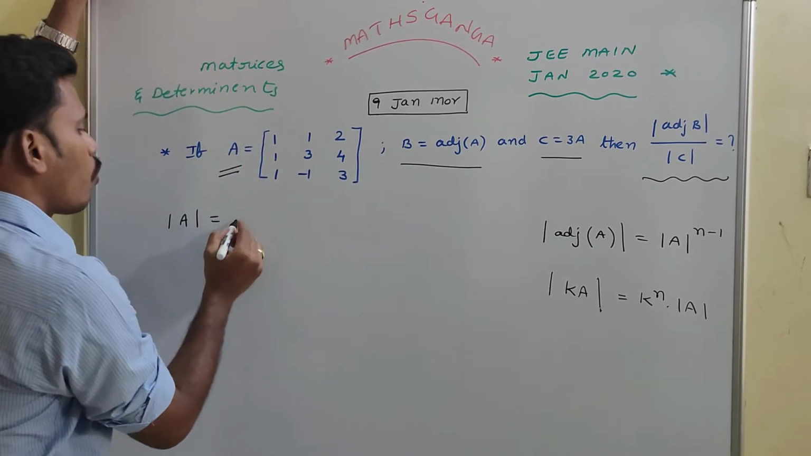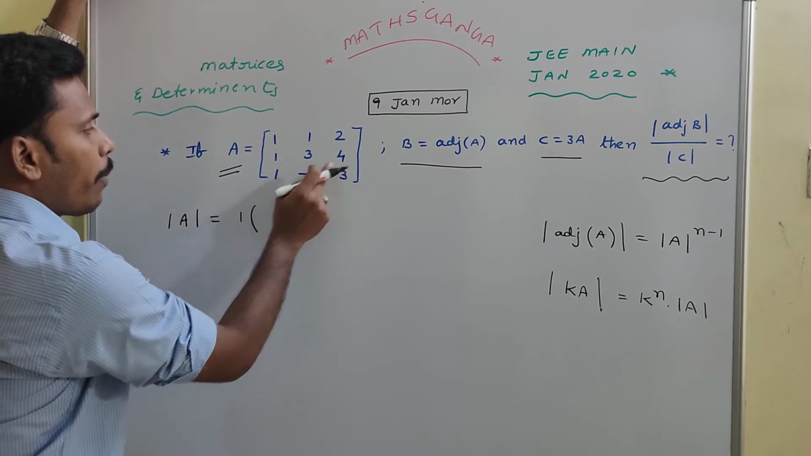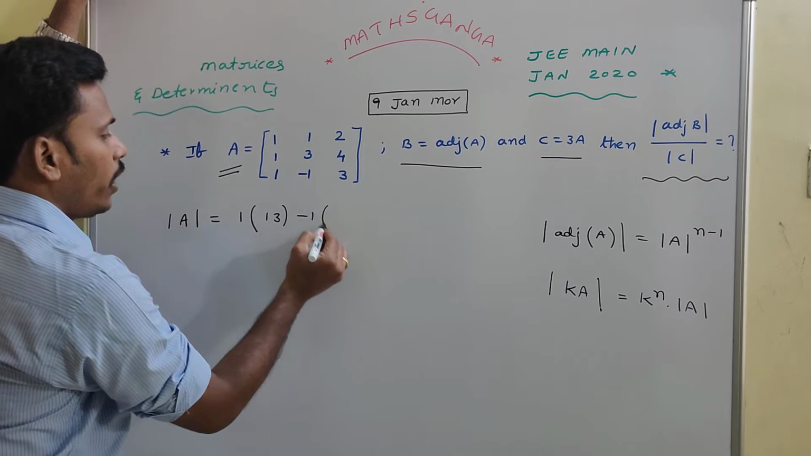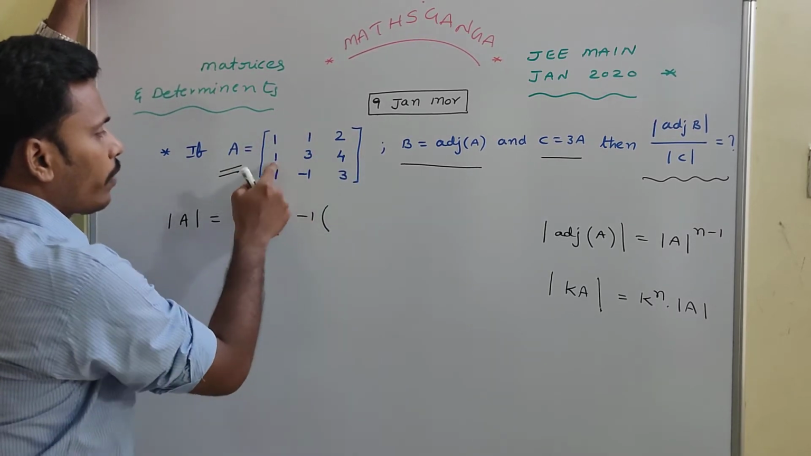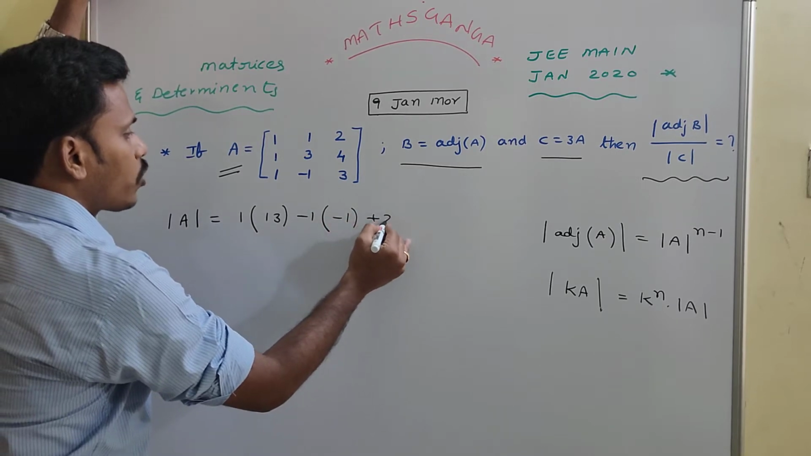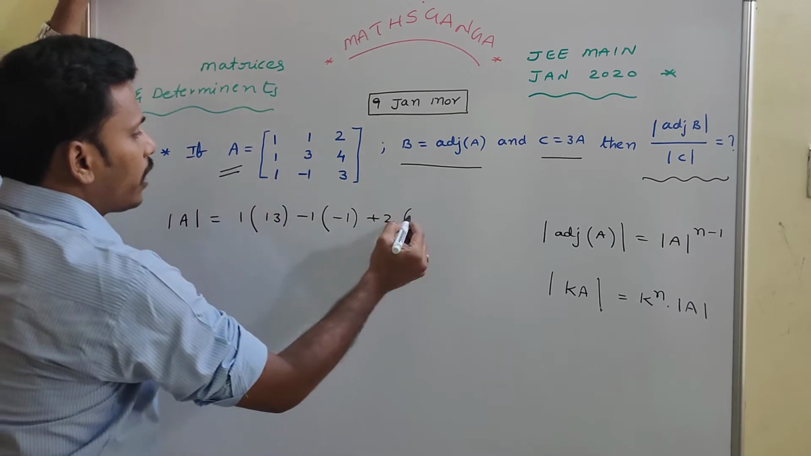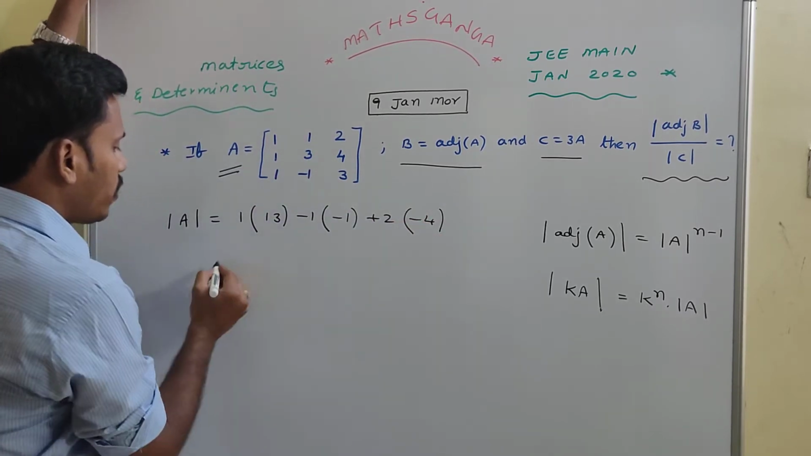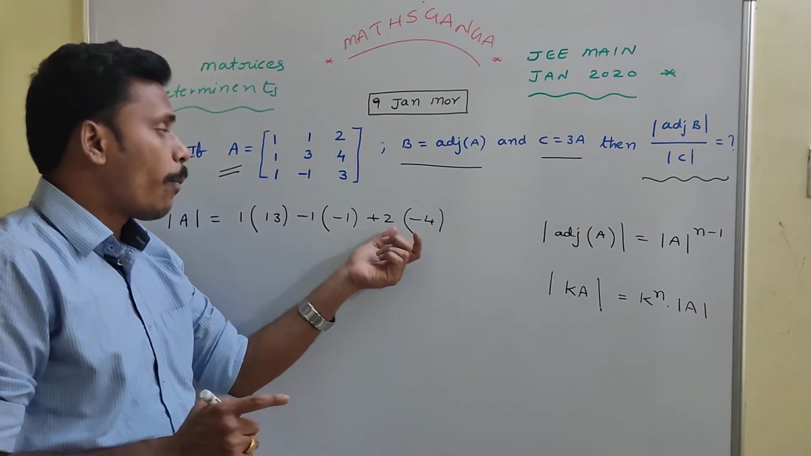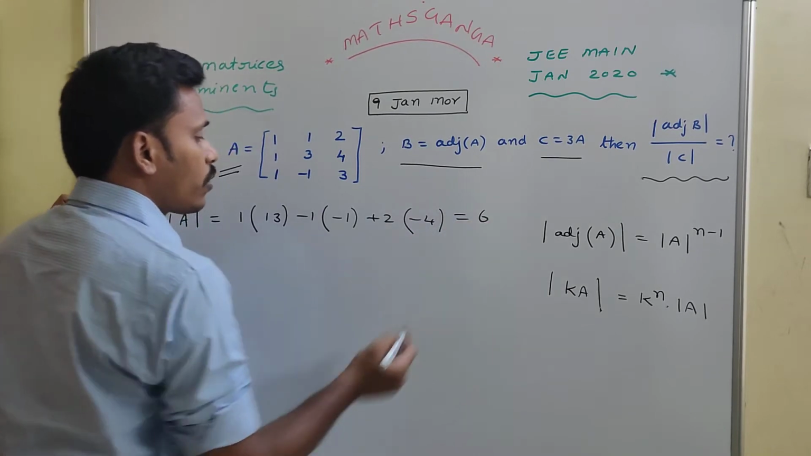Determinant of A is equal to 1 into the determinant of these four elements: 3 times 3 is 9, minus of minus is plus 4, and this is 13. Minus 1 into, leaving this row and that column, 1 into 3 is 3, minus 4 is minus 1, plus 2 times, leaving this row and this column, minus 1 and minus 3, minus 4. On simplification you get 13 plus 1 is 14, minus 8 is 6. So determinant of A is equal to 6.